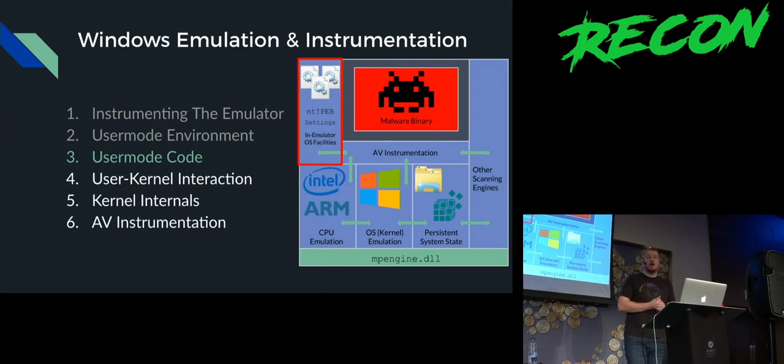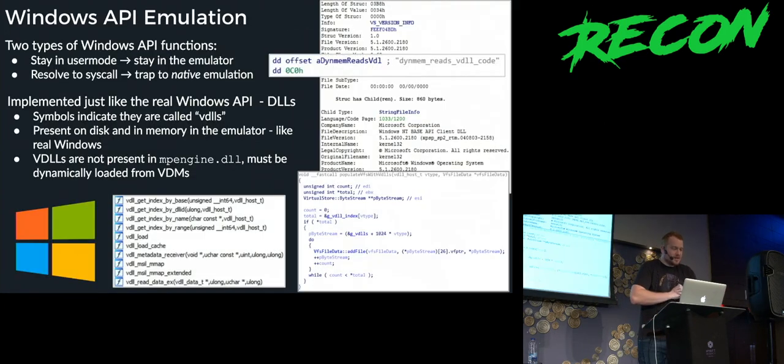Moving to talking about user mode code, beyond just the environment we see there, we can talk about the code we see. As I showed, there's lots of DLLs inside of there. And there are really two types of Windows API functions in the real Windows and also in the emulator. Those that stay in user mode, and in that case, they're going to stay inside the emulator, and those that resolve into a syscall where they trap to native emulation. And just like real Windows DLLs, we have what's called VDLLs, virtual DLLs, that are actual DLL PE files and get dynamically loaded into the engine.